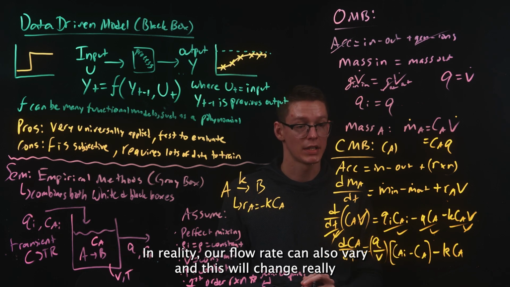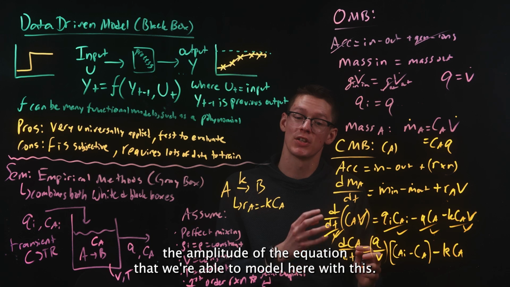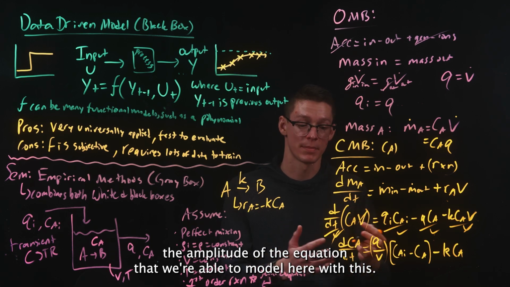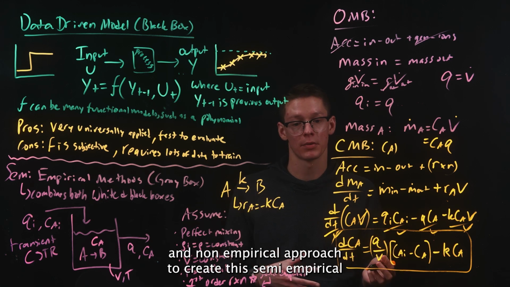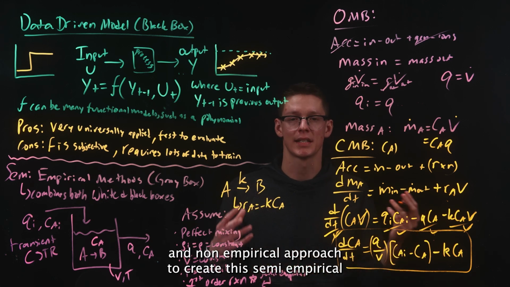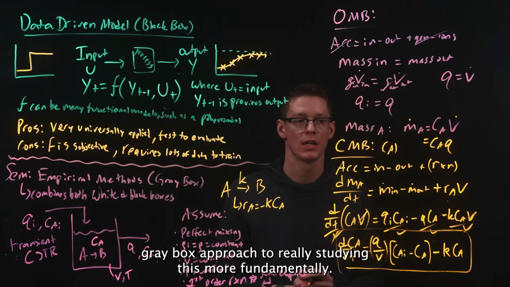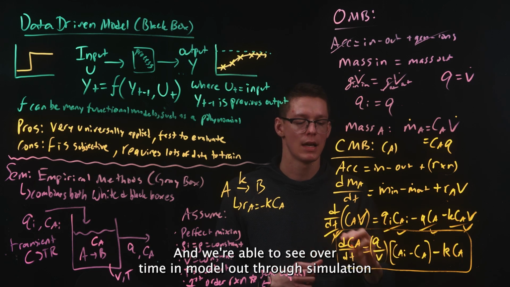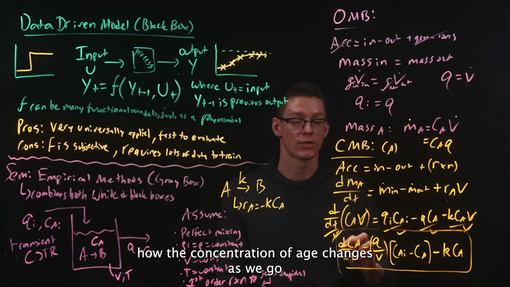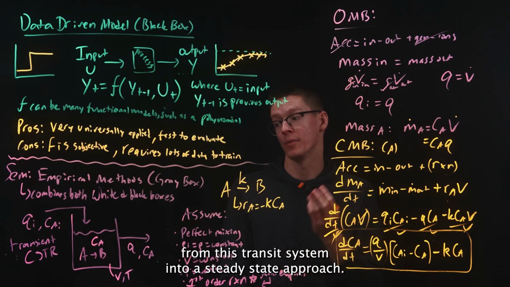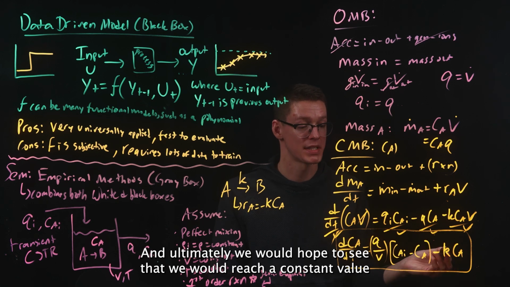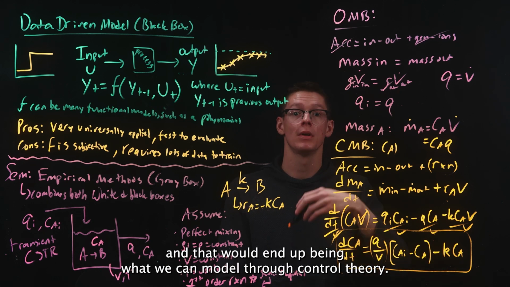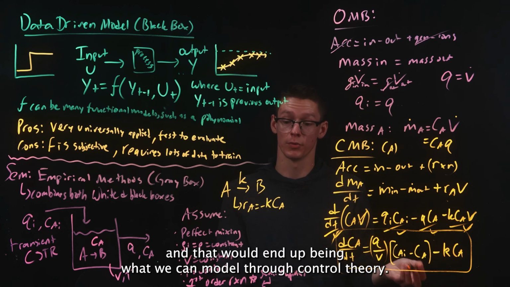In reality, our flow rate can also vary, and this will change the amplitude of the equation that we're able to model here. But ultimately what we've done is we've combined an empirical and non-empirical approach to create this semi-empirical gray box approach to studying this more fundamentally. And we're able to see over time and model out through simulation how the concentration of A changes as we go from this transient system into a steady state approach. And ultimately, we would hope to see that we reach a constant value, and that would end up being what we can model through control theory.